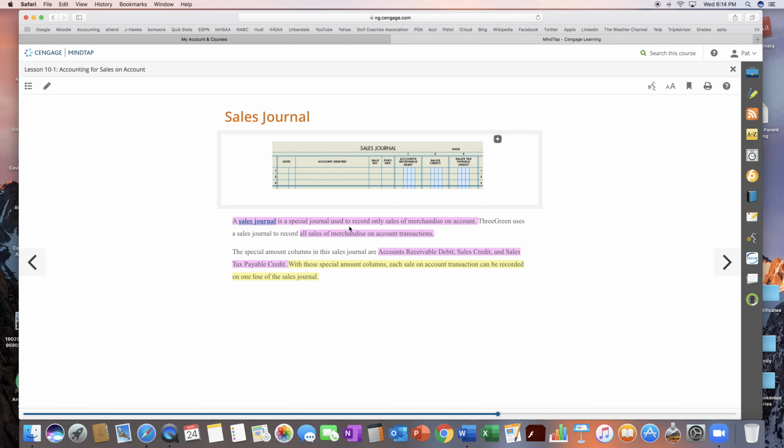So sales journal is a special journal record only charge sales on account. We will not put cash sales in here, just when we make a sale on account. All right, so all those charge accounts will be there. This just says those are the three that have it.